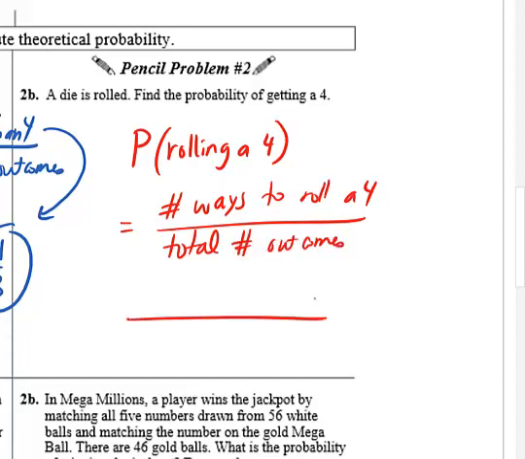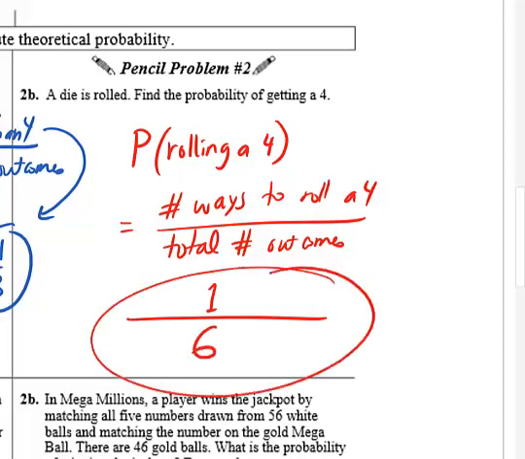So okay, how many ways are there to roll a 4? Well, there's only one, because you're either going to get a 1, 2, 3, 4, 5, or 6. There's only one outcome where I get a 4, but there are 6 total outcomes. So the probability would be 1 out of 6.